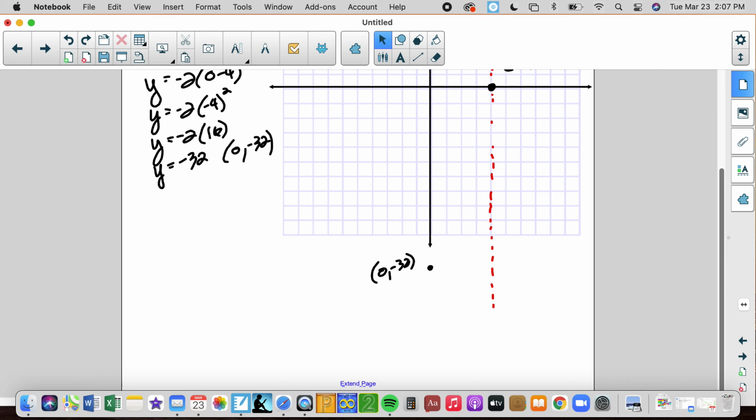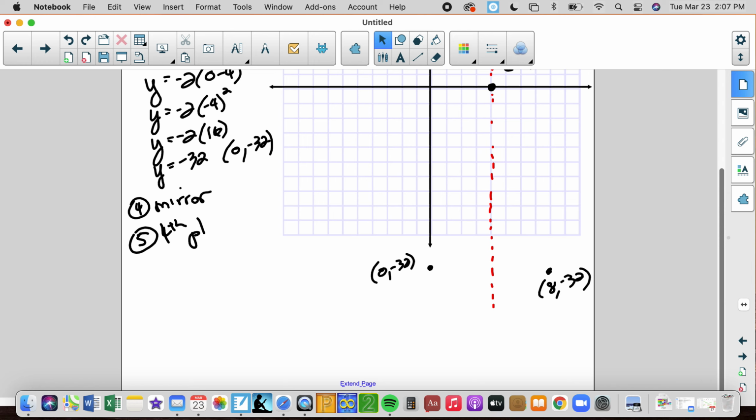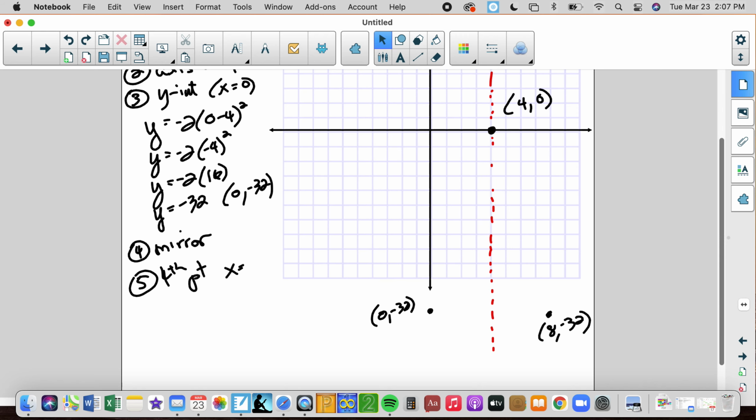So I know its mirror point is going to be 1, 2, 3, 4 away from the axis of symmetry. That still takes me to 8 on my x value and -32 on my y, because my y value isn't going to change. So the fourth thing is mirror my y. Fifth is going to be pick a fourth point, and I've used 0, 4, and 8.